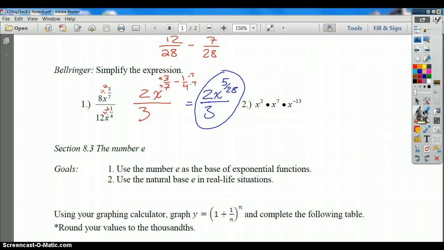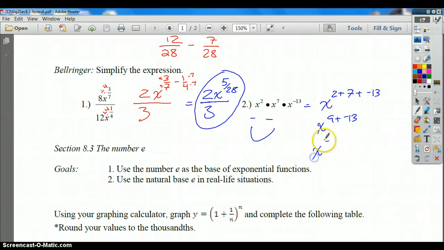Let's move on to number 2. You should be smiling about this one because this is just multiplication. When we multiply, all we have to do is add the exponents. Be careful because you are adding a negative here, so you have 9 plus negative 13. So this is x to the negative 4, or you could think of that as 1 over x to the 4. So there's your quick review of Chapter 7. Hope you enjoyed it. Let's go ahead and move our screen up.